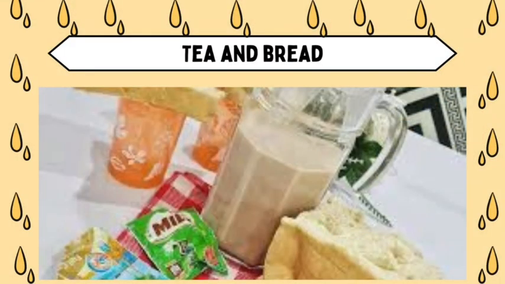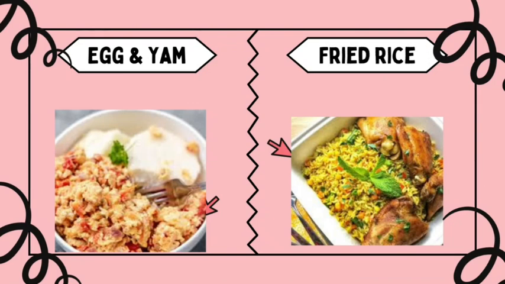So remember I said we have liquid food and solid food. So tea is a liquid food. Okay, so tea and bread is a type or an example of food. Then we have the next one as egg and yam. We also have fried rice. These are examples of what? Food.